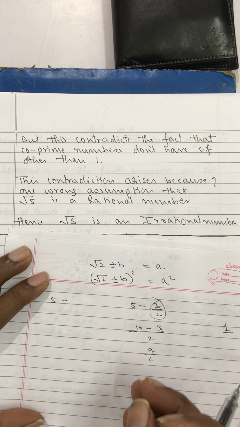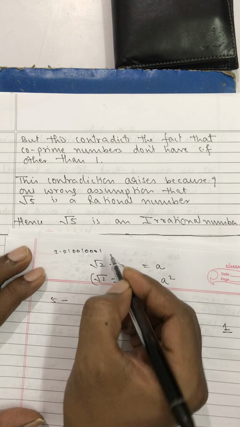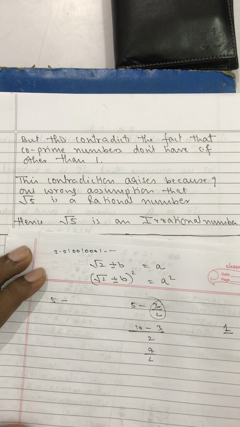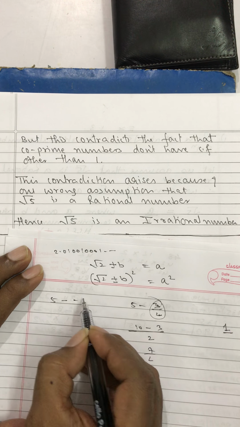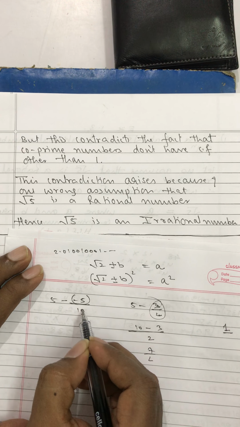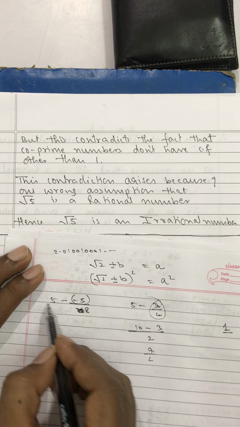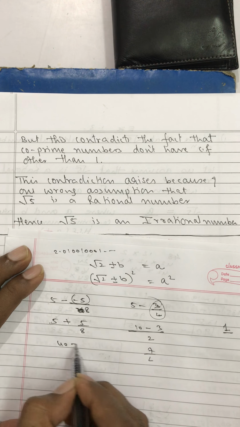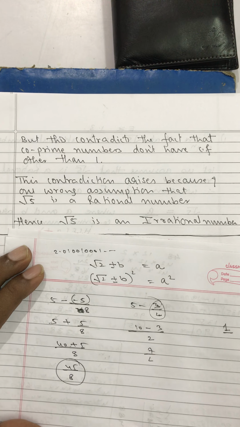You can't take over there like 2.01, 001, 0001, and then this is going. You can't take any irrational number over there. You have to take this both as integer. You can take any integer. Minus 5 upon 8, right? So 5 minus minus 5 upon 8 will give you 5 plus 5 upon 8, and then 8 5s are 40 plus 5 upon 8, that will be 45 upon 8. Means this is again a rational number. You will get a rational number.